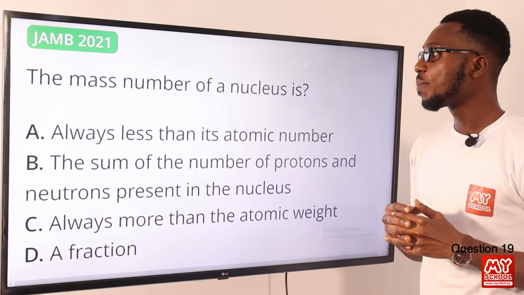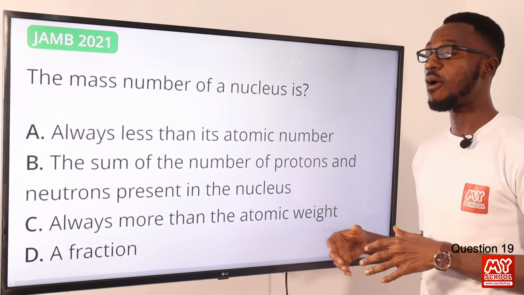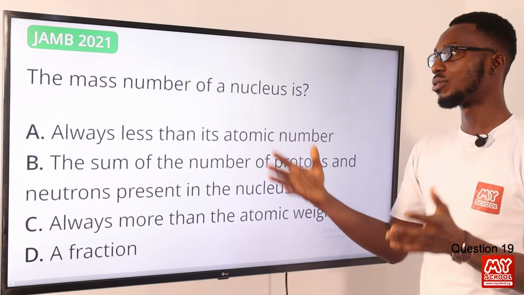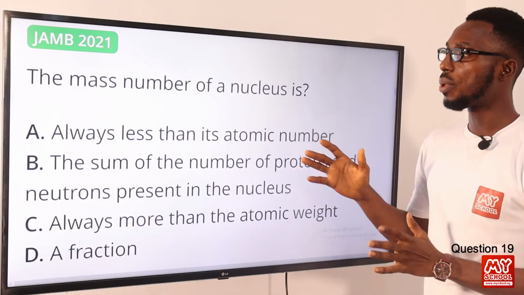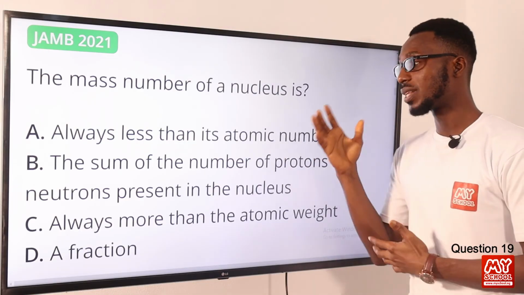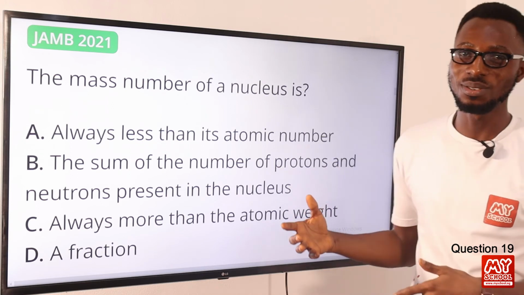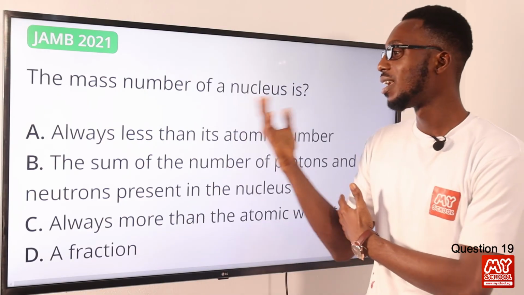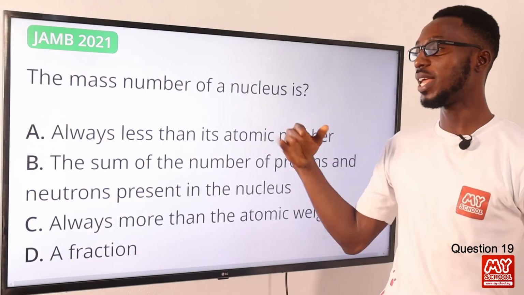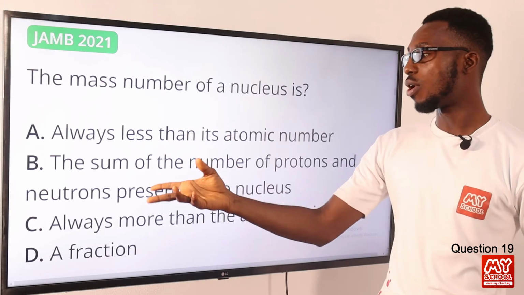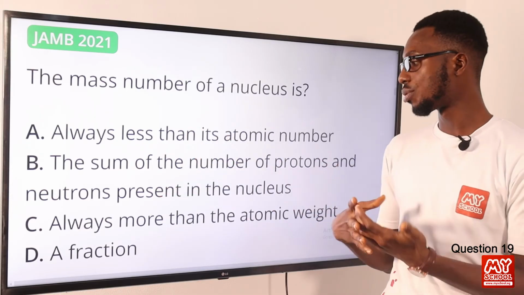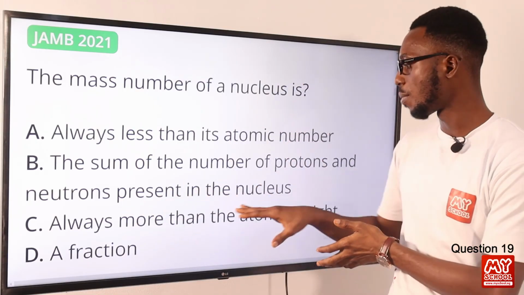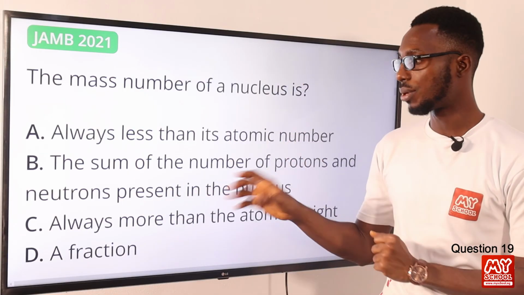19. The mass number of a nucleus is the sum of the proton number and the neutron number. Let's go through the options. A, always less than its atomic number. This is incorrect. Atomic number is actually proton number. So if mass number is proton number plus neutron number, definitely it should be greater than the atomic number. So A is invalid. B, the sum of the number of protons and neutrons present in the nucleus. This is very correct. The mass number of a nucleus is actually the sum of the proton and neutron numbers. B is the correct option.